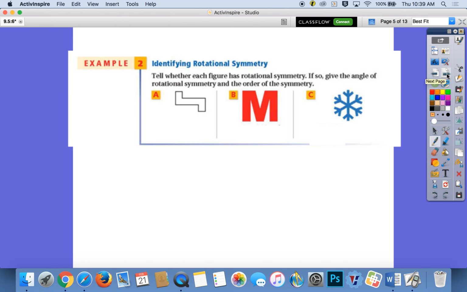All right, so we'll go through and make sure we're good with this concept and then talk about 2 more concepts with symmetry. We want to tell whether it has rotational symmetry, and if so, give the angle of rotational symmetry and the order. Okay, so if I take this one and rotate it 180 degrees, then it's going to have rotational symmetry and be congruent with itself. How many times can I do that? Once within 360 degrees, and then twice, and we end up back at home. So the order is going to be 2.